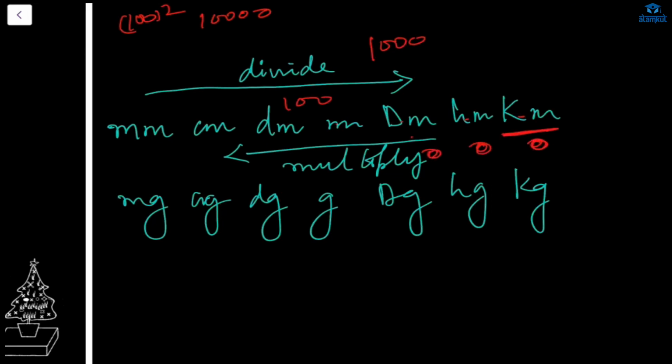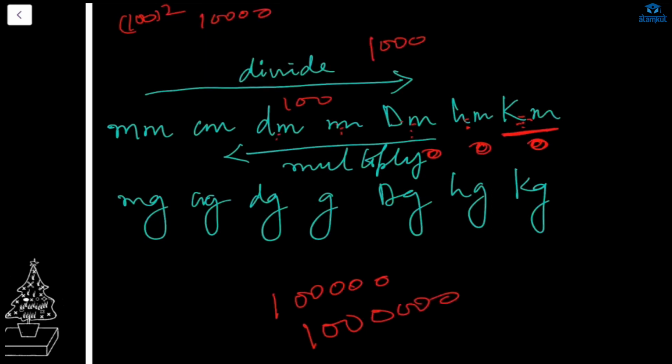Okay, so if you are going from kilometer to hectometer, 10; kilometer to decameter, 100; kilometer to meter, 1000; kilometer to decimeter, 10,000; kilometer to centimeter, how many zeros will be there? 1 2 3 4 5. And similarly, if you are going from kilometer to millimeter, all the 6 zeros, 1 2 3 4 5 6 zeros will be there. Understood?